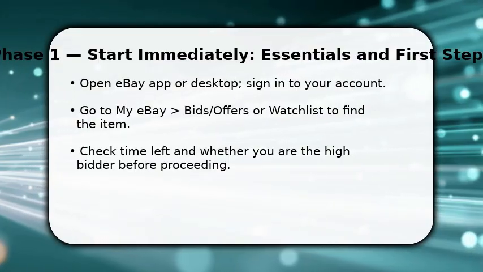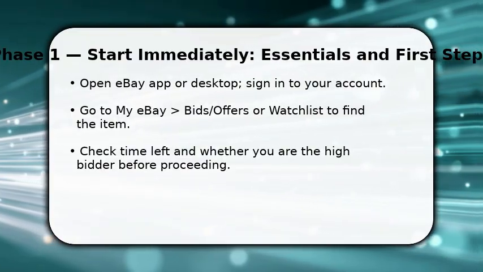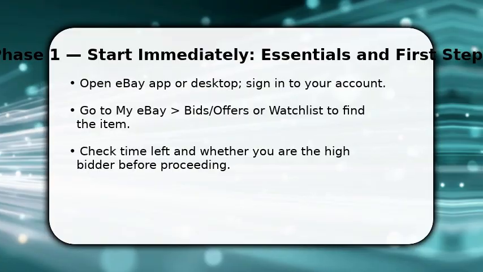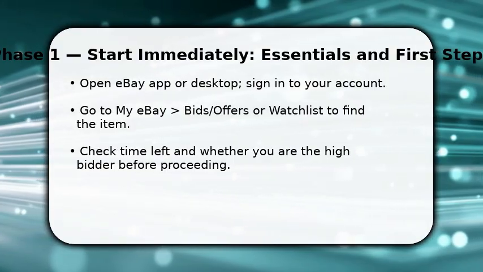You're starting at the exact item page. Don't detour. First, sign in and open My eBay, then go to bid/offers. Once located, confirm time remaining and whether you currently hold the leading bid because that affects options.